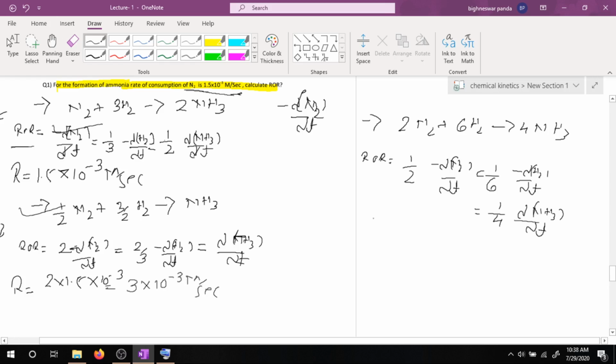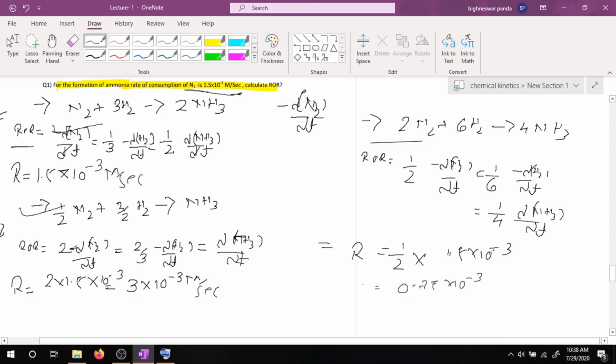And for this reaction, rate is equal to 1 by 2 of 1.5 into 10 to the power minus 3. So I can write here 0.75 into 10 to the power minus 3.